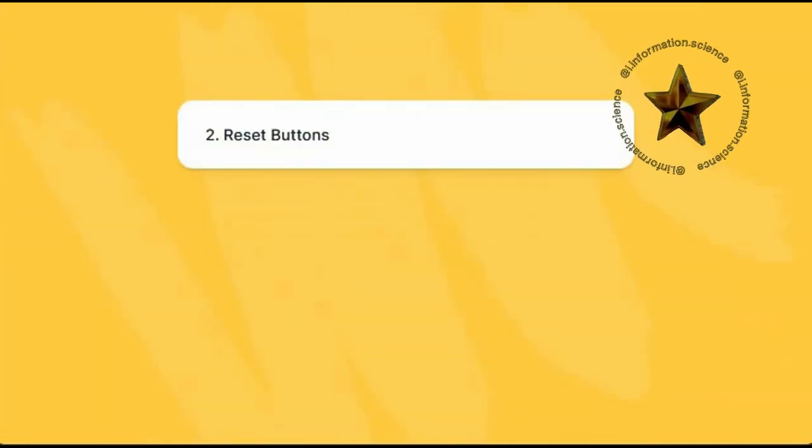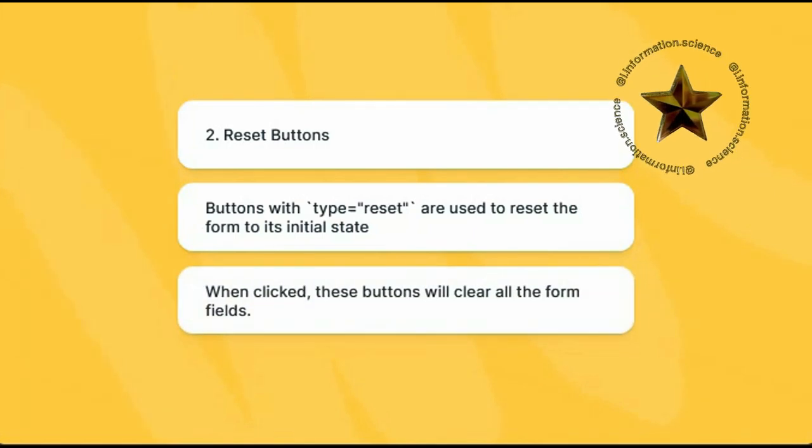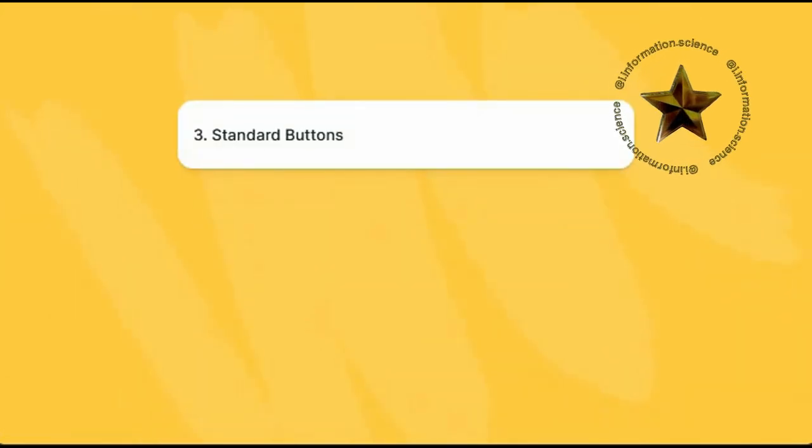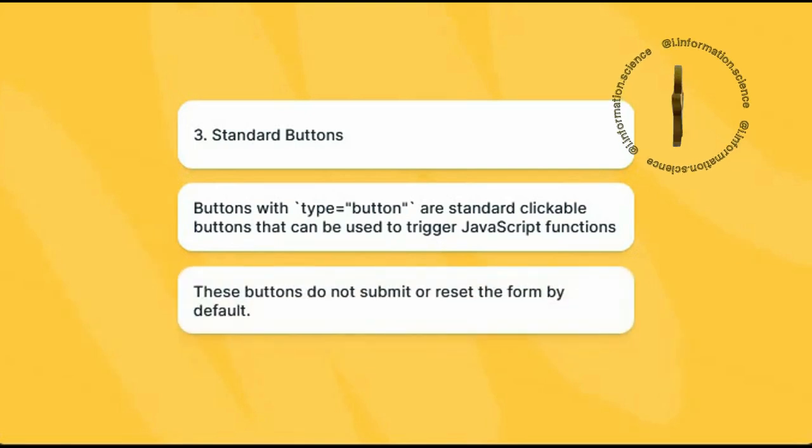2. Reset buttons. Buttons with type equal to reset are used to reset the form to its initial state. When clicked, these buttons will clear all the form fields. 3. Standard buttons. Buttons with type equal to button are standard clickable buttons that can be used to trigger JavaScript functions. These buttons do not submit or reset the form by default.